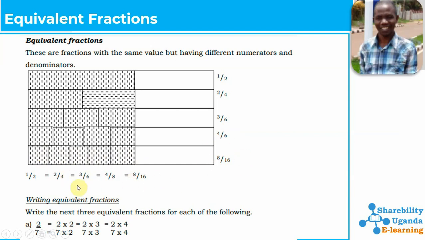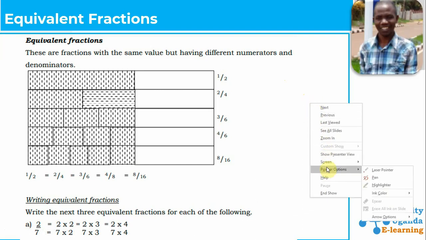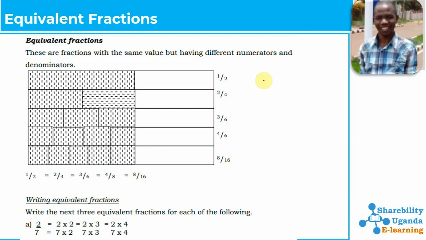So we shall also look at some other methods that we use while representing these equivalents. Now let's look at the example which has been given. Let me get a pen here. Okay, so this is an example which has been given.